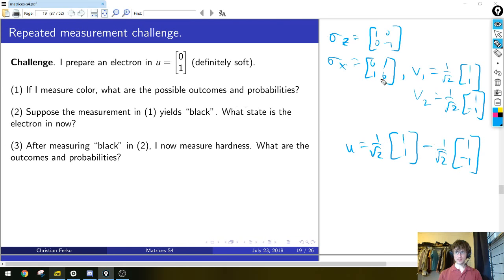Okay, so yeah, I agree though. Now the two coefficients in front of these things are 1 over root 2 and minus 1 over root 2, but we take absolute values to get the probabilities. So I agree, the possible outcomes are 50% white and 50% black.